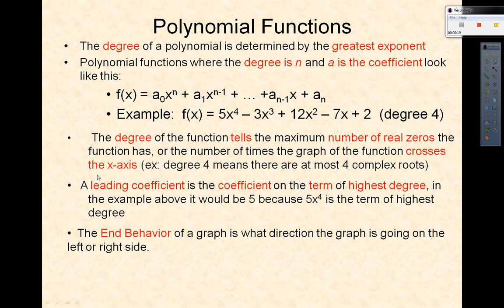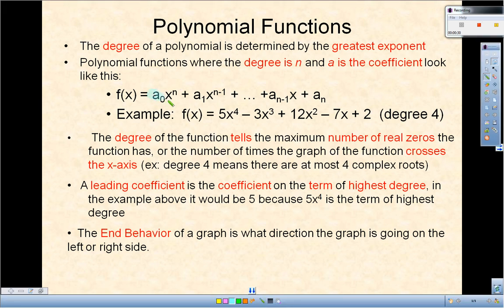So a polynomial function is where the degree is n and a is the coefficient, looks like this. f of x equals a naught x to the n plus a sub one x to the n minus 1 plus all the way on. So for example, this would be an example of a polynomial function: 5x to the fourth minus 3x cubed plus 12x squared minus 7x plus 2.